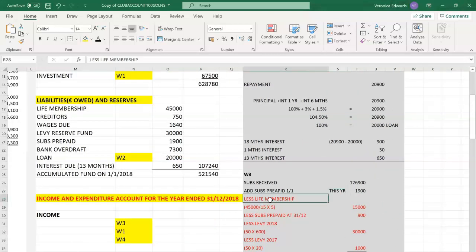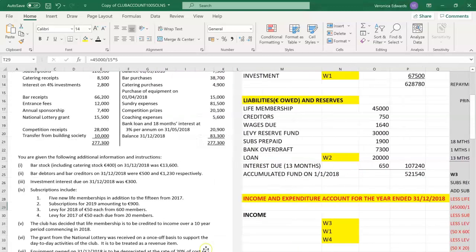So essentially what you need to do is figure out what 5 life memberships is. Well, you take 45,000, divide by 15, and that'll give you 1 life membership, and then you multiply by 5 to get 5 of them. So 5 life memberships is the equivalent of €15,000. Now that needs to be excluded from your subscriptions figure, because we want just pure subscriptions for 2018. So we need to take all other items out of there. Okay then, so that's the first one dealt with.